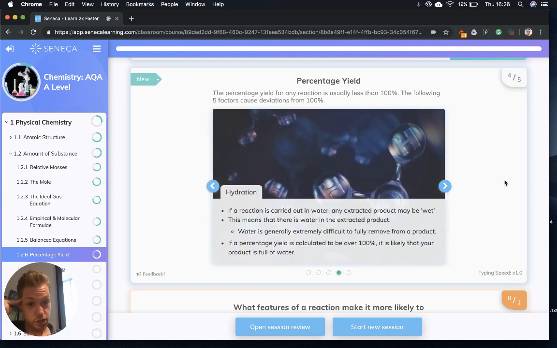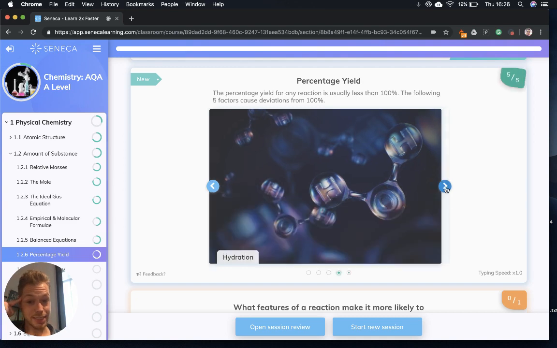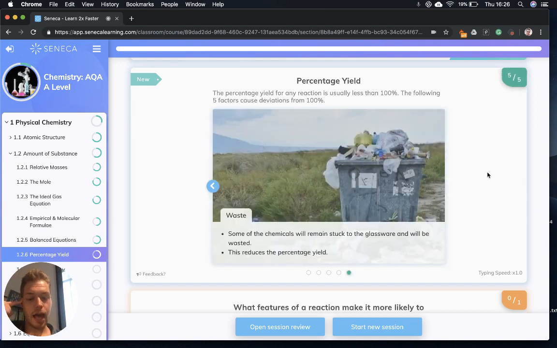Now, hydration, that's factor 4. If a reaction is carried out in water, any extracted product may be wet. Surprising. This means that there's water in the extracted product. Now, water is generally extremely difficult to fully remove from a product. So if a percentage yield is calculated to be over 100%, it's likely that your product is full of water. You haven't created some amazing new experiment. Sorry, hon.